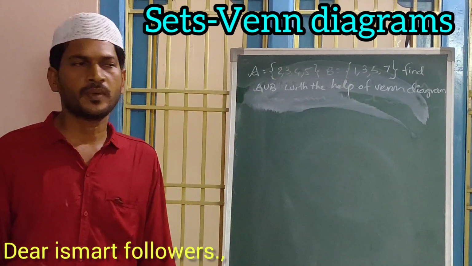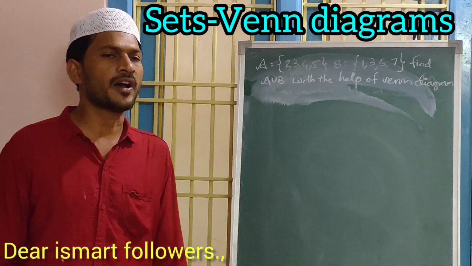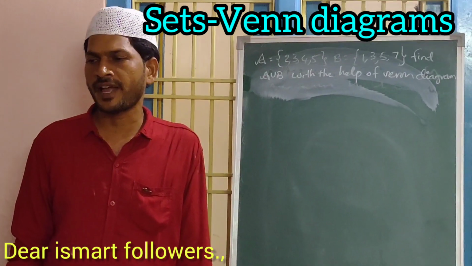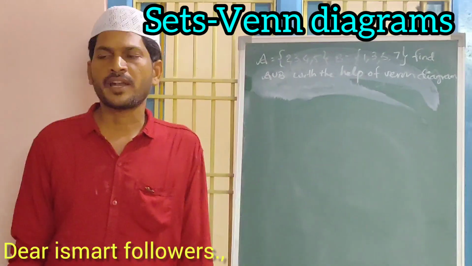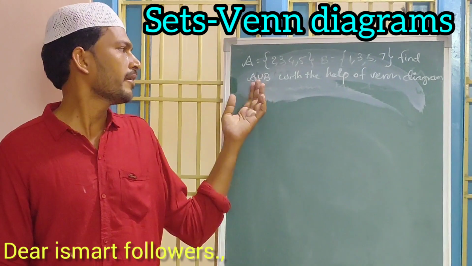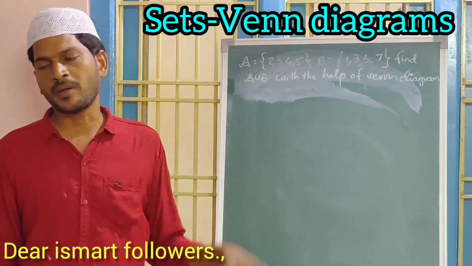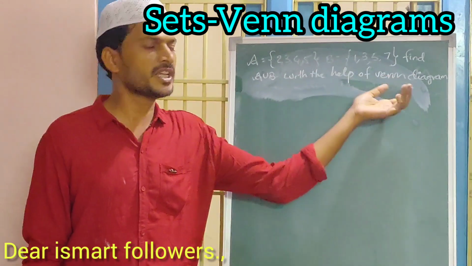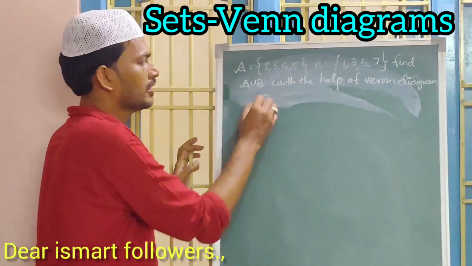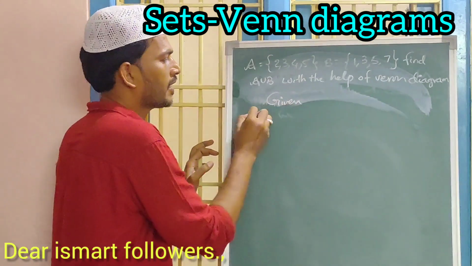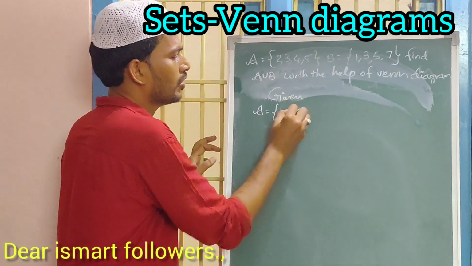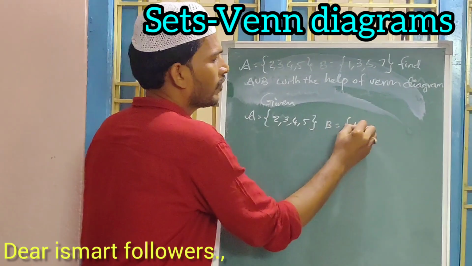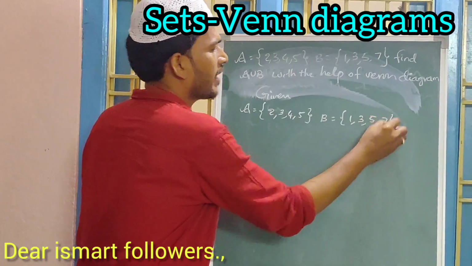A is equal to 2, 3, 4, 5 and B is equal to 1, 3, 5, 7. Find A union B with the help of a Venn diagram. We already did A union B, A intersection B and A minus B problems, but here it asks for a Venn diagram. The given sets: A is equal to 2, 3, 4, 5 and B is equal to 1, 3, 5, 7.